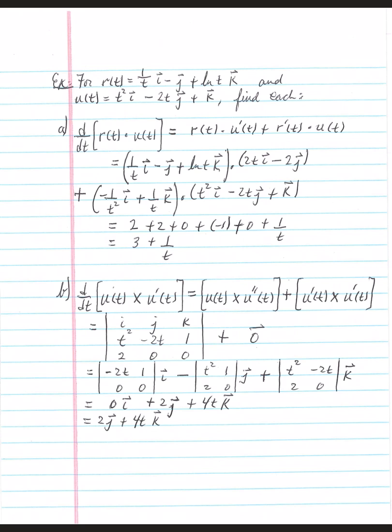0 minus 2 is negative 2. Negated by this negative is positive 2. And then finally, ignoring the row and column of k, it's going to be k times the determinant of these four items. Well, that's 0 minus negative 4t, which is positive 4t. The i vector had a 0 component, so we just drop it. 2j plus 4t k.